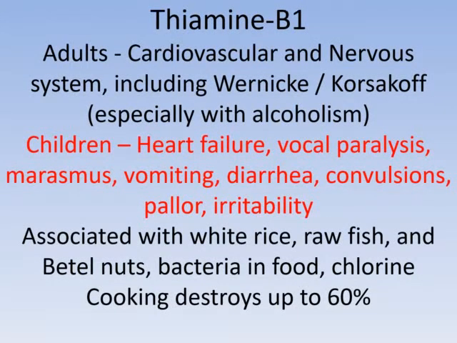Thiamine, B1. In adults, deficiency affects the cardiovascular and nervous systems, especially in alcoholism, with Wernicke and Korsakoff syndrome. In children, it causes heart failure, vocal paralysis, marasmus, vomiting, diarrhea, convulsions, pallor, and irritability. It is associated with white rice, raw fish, betel nuts, bacterial fluid, and chlorine. Cooking destroys up to 60% of the B1.